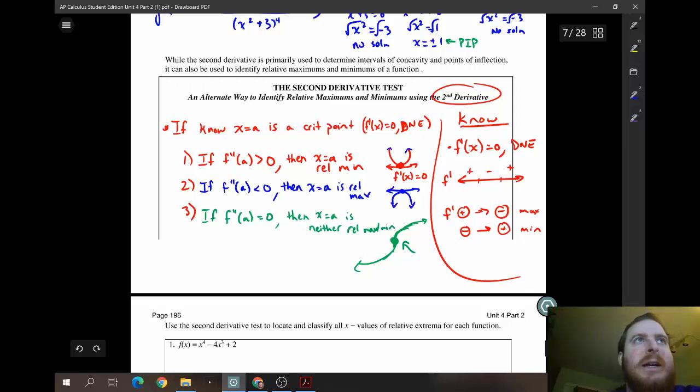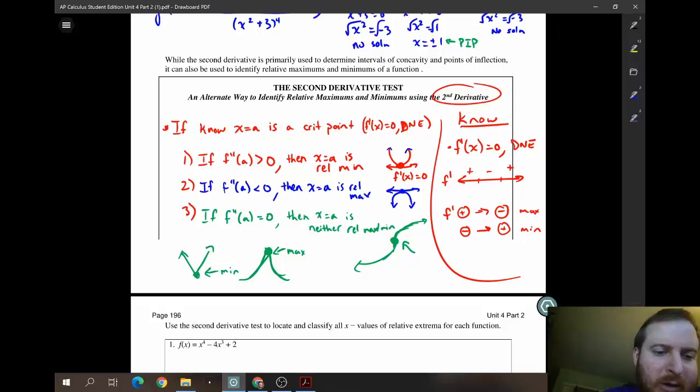Now, if you get D and E, that's different. If you get D and E, it's just kind of like we don't know, because you could have something like this, right? And that is a minimum. Or you could have something, a cusp, and that's a maximum.